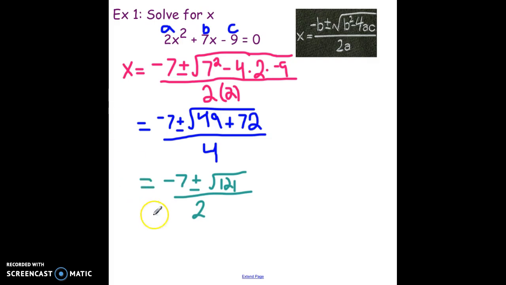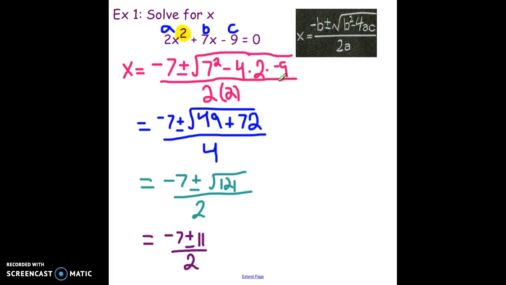Square root of 121, well, 11 times 11 is 121. So that's negative 7 plus or minus 11 over 4. Now, if we think back to when we had these problems when we were actually factoring the binomials, remember your degree tells you how many answers you have. So we should have 2 answers.